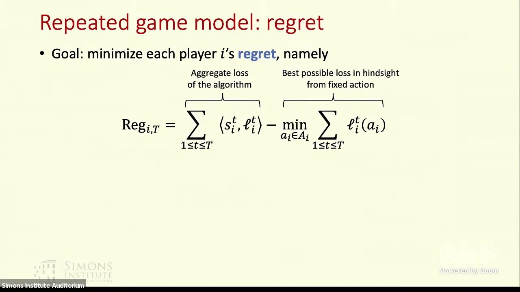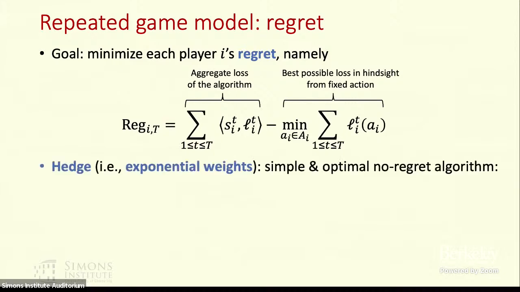Now, each agent i's goal is to minimize the regret, which is the difference between two terms. It's the aggregate loss of the algorithm that they're playing and the best possible loss in hindsight they could have achieved by playing a single fixed action in their action set. And of the many no-regret algorithms I mentioned a couple slides ago, a particularly important one is Hedge, otherwise known as exponential weights. It's a very simple algorithm.